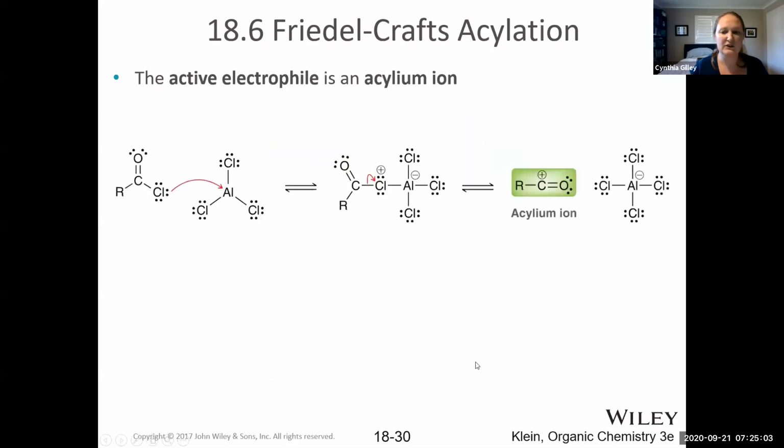Let's look at how we can generate the active electrophile known as the acylium ion. The acyl halide, the chlorine specifically, one of its lone pairs can act as a Lewis base, attack the Lewis acid, again forming that Lewis acid-base complex. Loss of a leaving group can occur to form what's known as an acylium ion. That acylium ion is resonance stabilized, and the positive charge is shared between the carbon and its neighboring oxygen.